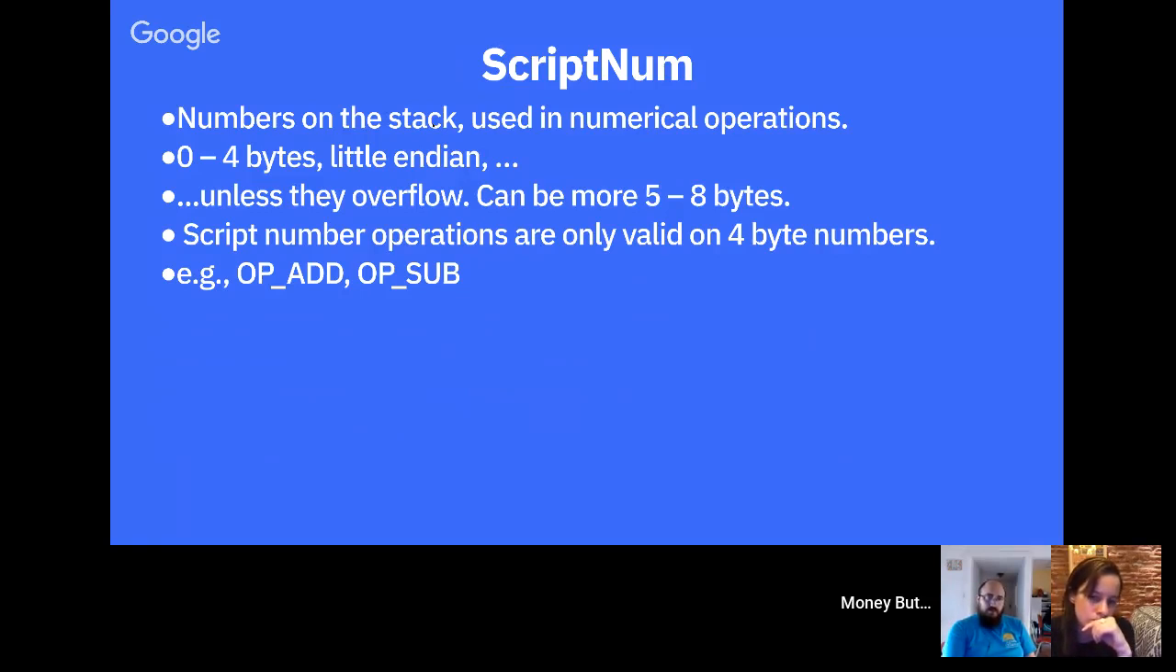So these can be normally 4 bytes, but they can overflow. If you add 2 numbers together, like the maximum 4-byte number plus the maximum 4-byte number, you get something that's 5 bytes long. So they can overflow and end up becoming longer. And I believe they can become as long as 8 bytes. So this is just a unique form. This is not a 4-byte number, and it's not varint either. It's a unique way of representing numbers that is specific to script, just another case of a custom number format in Bitcoin.